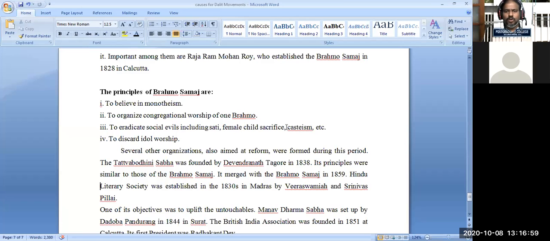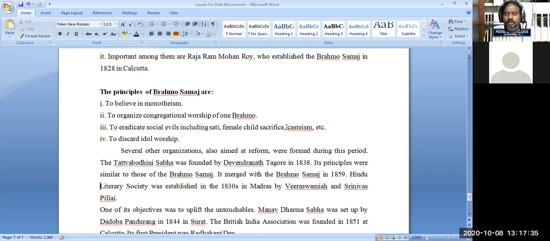Okay, so when you see the principles of Brahmo Samaj, mainly the belief in monotheism and organizing congregational worship of the Brahma, a single worship, and eradicating social evils, including sati, female infanticide, female child sacrifice and casteism, etc., and discarding idol worship. Okay, these are the common principles you see in each and every religious reform movement in modern times.